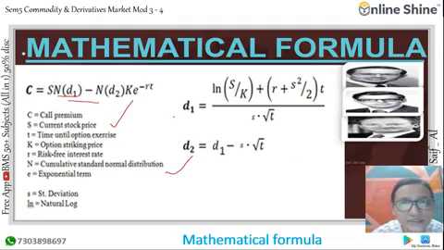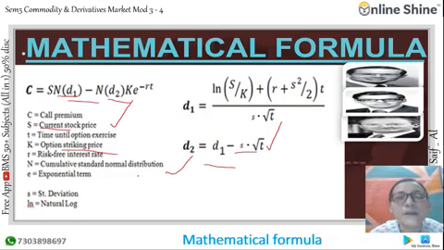So how to calculate d1: it is ln(S divided by K) plus (R plus sigma squared divided by 2) times T. Here S is the current stock price, divided by the strike price, plus R, the risk-free return, plus the square of the volatility divided by 2. And d2 is d1 minus sigma times the square root of the time of expiration. According to this mathematical formula, we can easily determine the price of the option.